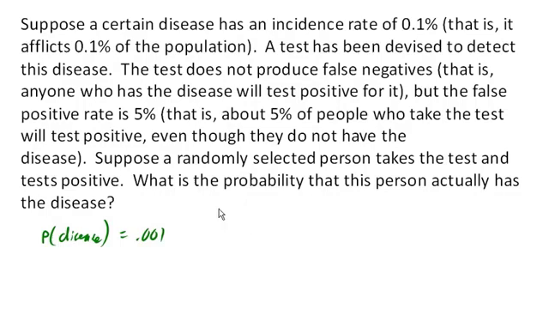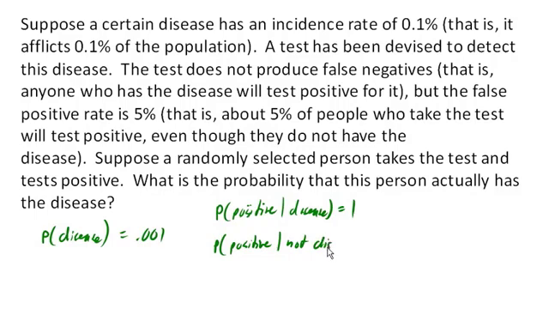In other words, the probability of a positive test, given that the person has the disease, is 100%. They will definitely test positive if they have the disease. But the false positive rate is 5%. This means that the probability that somebody will test positive if they do not have the disease is 5%. So 5% of people will test positive even if they don't have the disease.